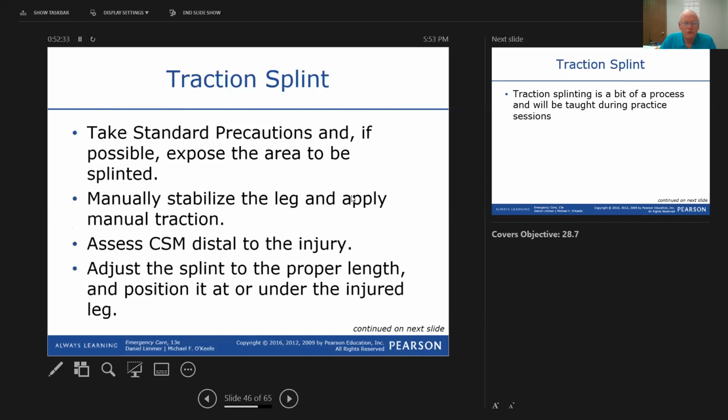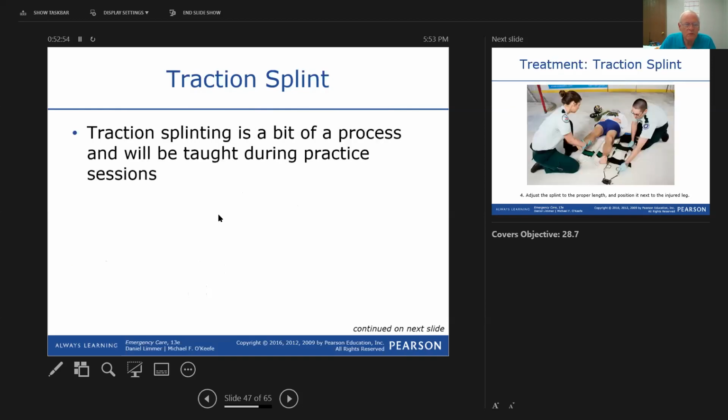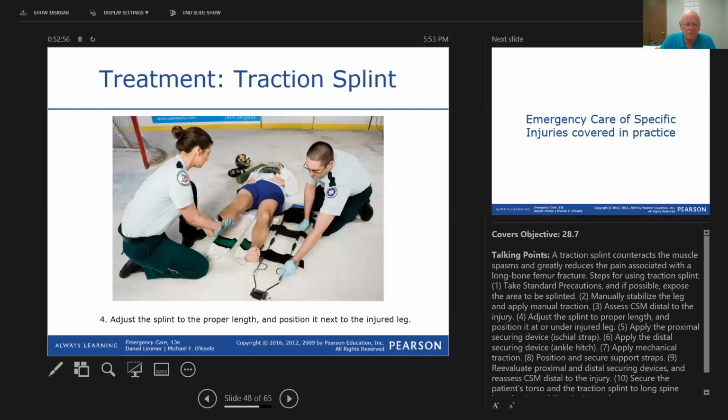Again, standard precautions. Hopefully your femur didn't go open, because if it did, that's really bad. You're going to stabilize, manually stabilize, just like you would any other fracture. Assess the distal signs, adjust the splint compared to the good leg, then apply it to the bad leg. Okay. And it's a bit of a process.